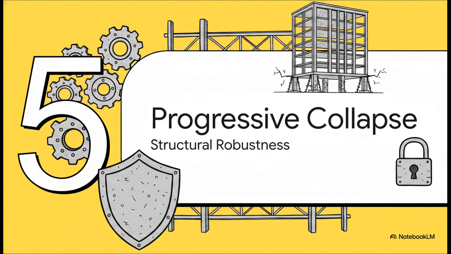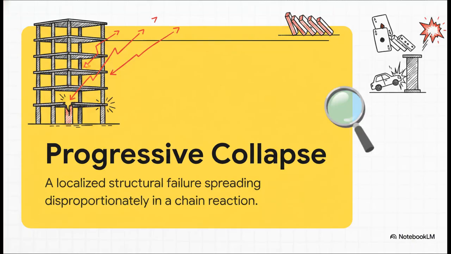Moving into Section 5, Robustness and Progressive Collapse Mitigation. Progressive collapse isn't just an equation, it's a life-saving engineering philosophy that asks a very stark question. If one specific column is completely destroyed by an abnormal event, will the rest of the building hold up? Or will it come crashing down like a house of cards?